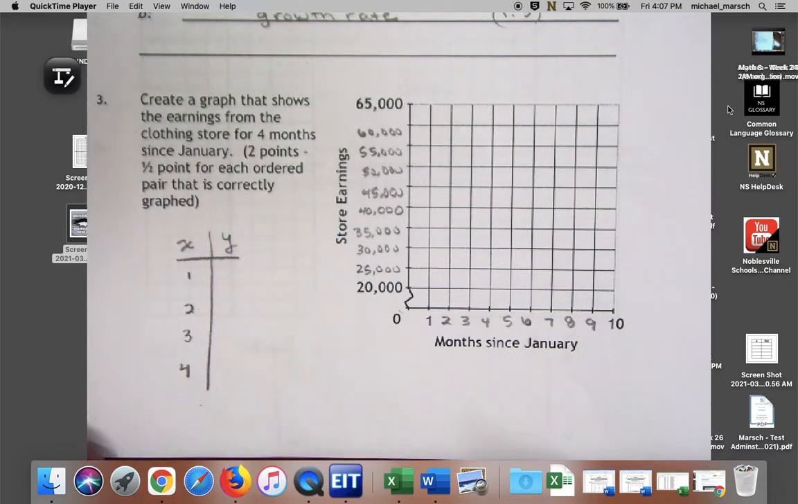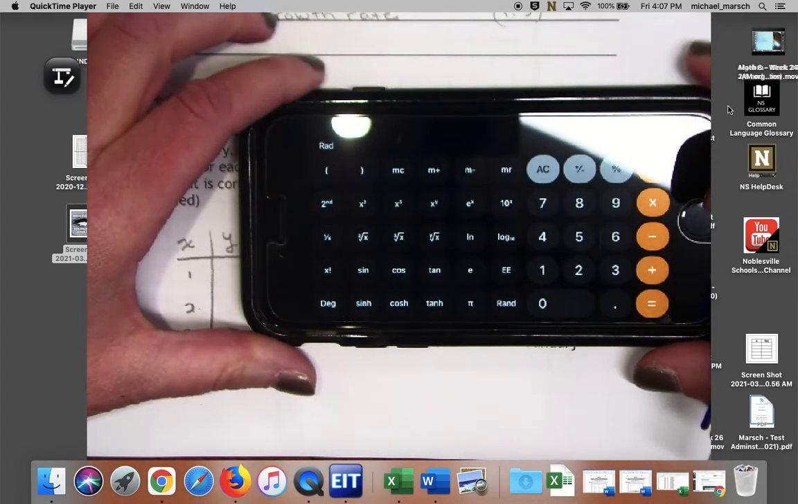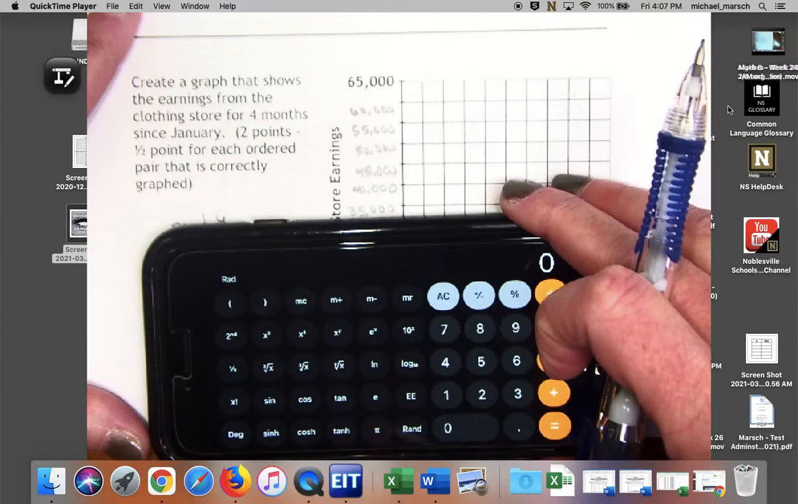So in my calculator, I would do, I'm going to pull my calculator up here. Oh, that glare is terrible. I'm so sorry. Let's put it down here.